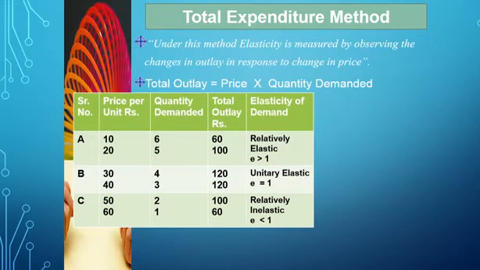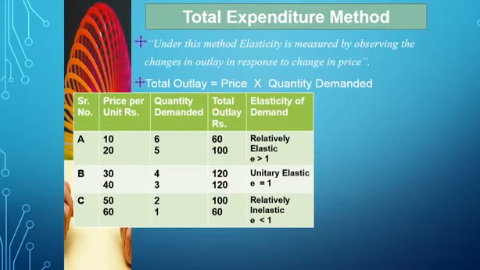So in this table there are 5 columns. The first is serial number or case A, B, C. The second column shows price per unit in rupees, 10 rupees, 20 rupees, 30 rupees, 40 rupees, 50 rupees and 60 rupees. The third column shows quantity demanded, 6 units, 5 units, 4 units, 3 units, 2 units and 1 unit. Total outlay, how to calculate total outlay or total expenditure? Price into quantity demanded: 10 into 6, 60; 20 into 5, 100; 30 into 4, 120; 40 into 3, 120; 50 into 2, 100; and 60 into 1, 60.